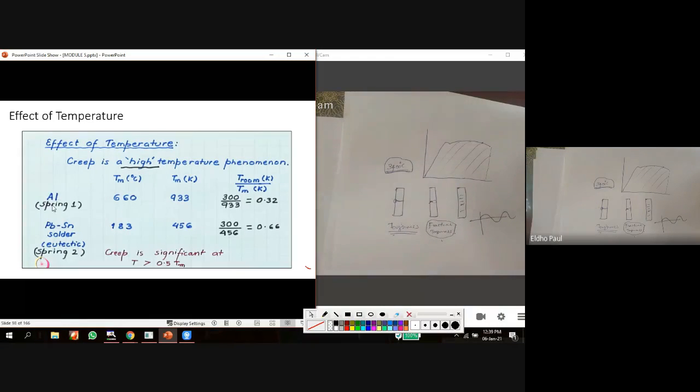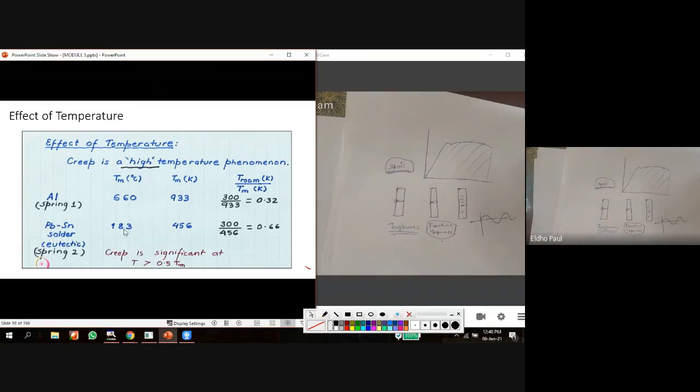Spring 1 is made with aluminum. Spring 2 is made with a tin lead alloy. What is the melting point of aluminum? The melting point of aluminum is 660 degrees Celsius. But for tin lead, it is only 183 degrees Celsius. We already discussed the tin lead phase diagram. At the eutectic point, the melting point is 183 degrees Celsius.